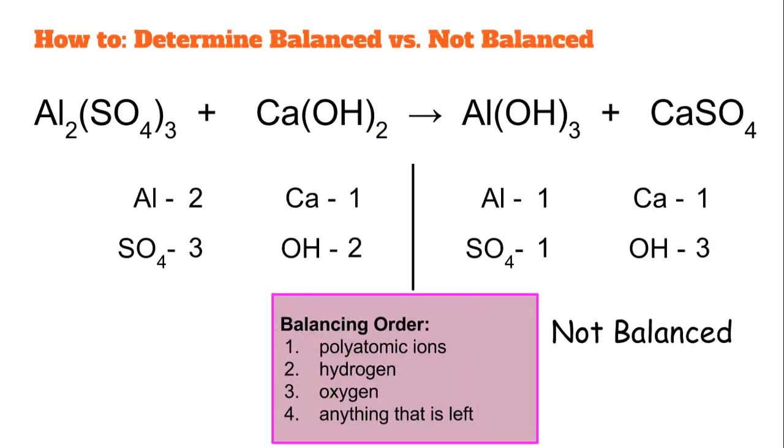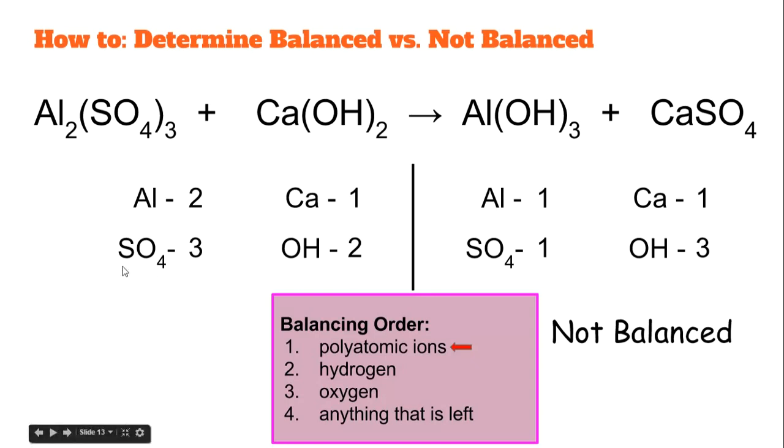Let's take a look at this example. We also determined that this one was unbalanced. A little bit more complicated, so let's walk through it quick. First thing we're going to look at is polyatomic ions. And we realize that we have sulfate and hydroxide as polyatomic ions. So we need to make sure they're both balanced.